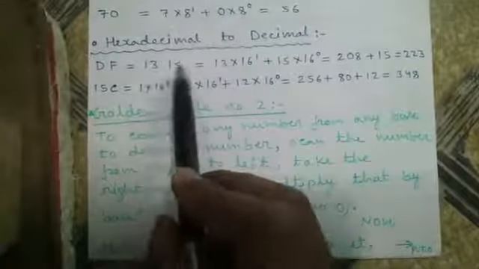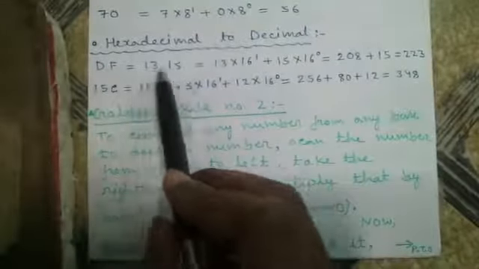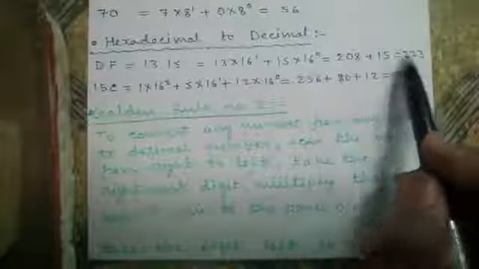Do it yourself. Hexadecimal to decimal. DF, writing in the numbers 13 and 15. Same process from right to left. 15 into 16 to the power 0, 13 into 16 to the power 1. Add up, you will get 223.